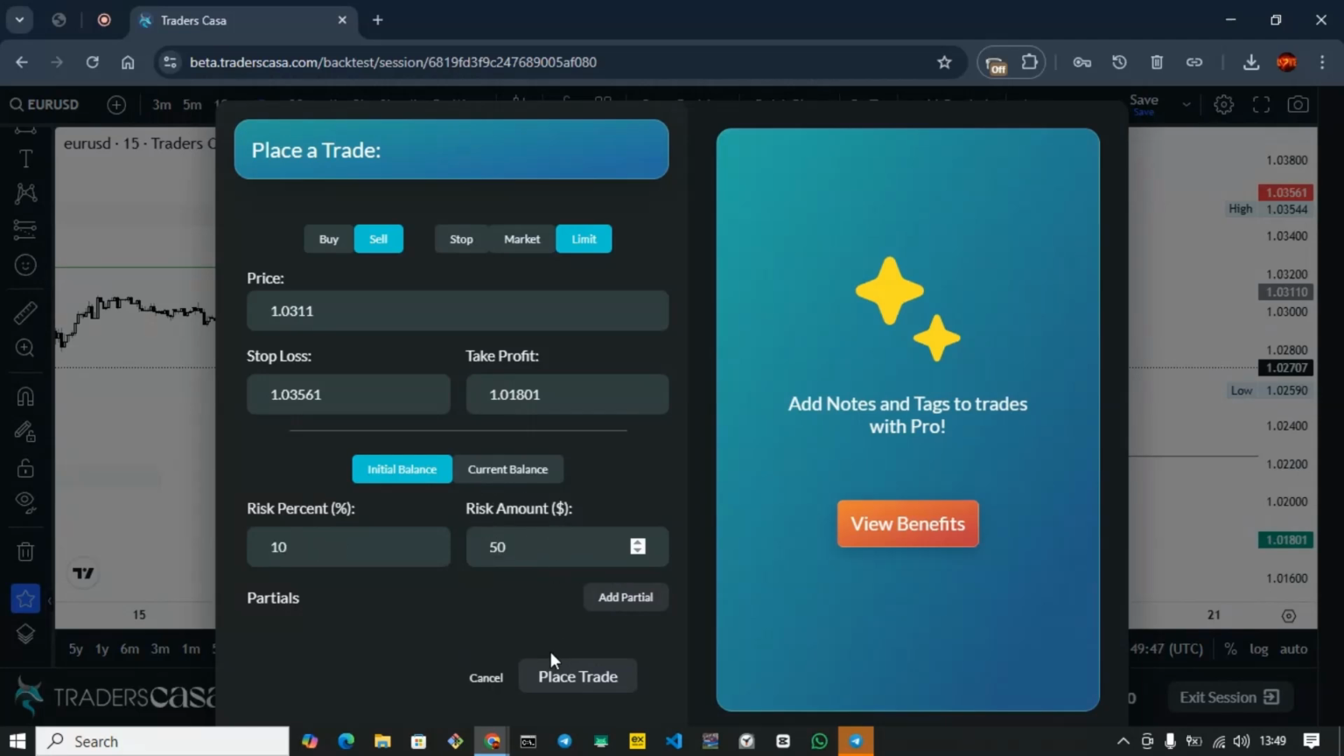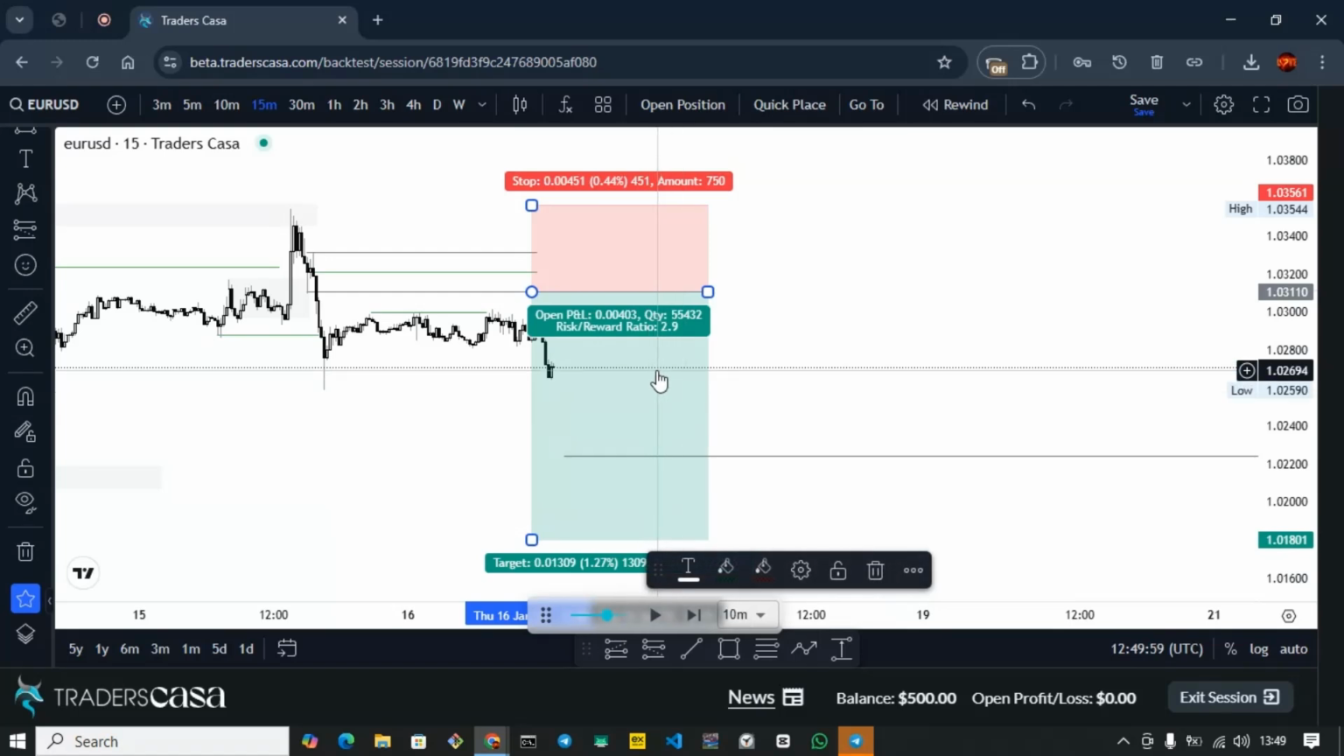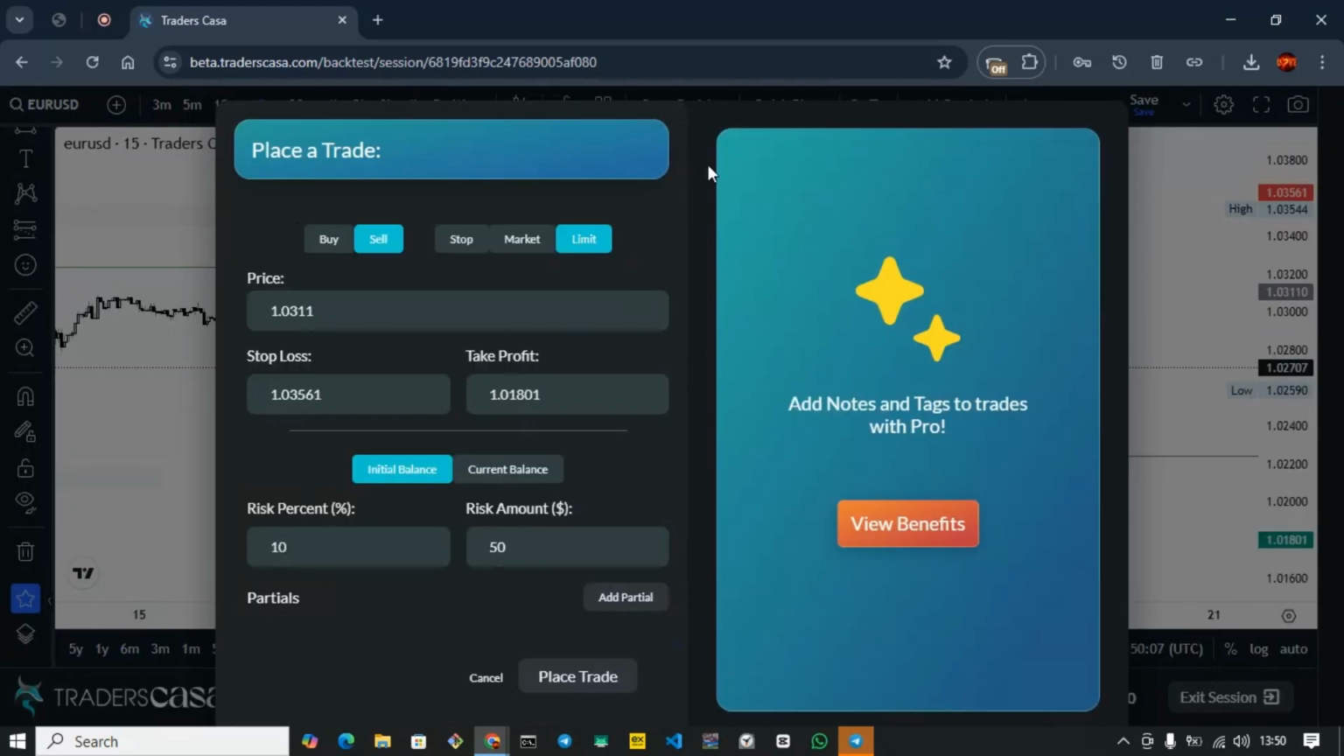That would be $50. So this is how to place a trade, right? For the backtesting session, you just click on that. Let's go back. You click on your sell, your short position. Okay. Then you click on open position. It's going to bring out this stuff.